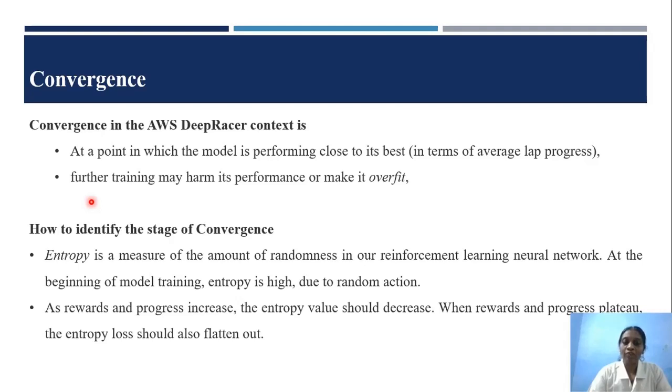Entropy is a measure of the amount of randomness in our reinforcement learning neural network. At the beginning of the model training, entropy is high because it randomly generates an action. After a particular time of training, the model identifies what action has to be taken. If the progress of completion as well as evaluation is fine-tuned, then the randomness of selecting the action is very low. That means the entropy value should be very low.